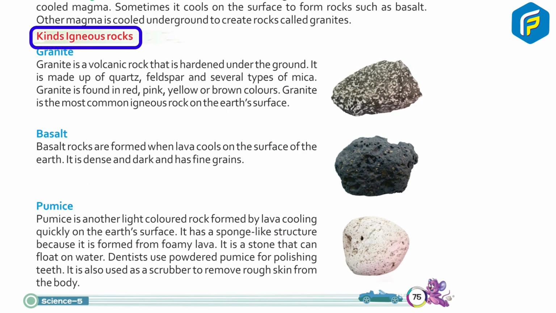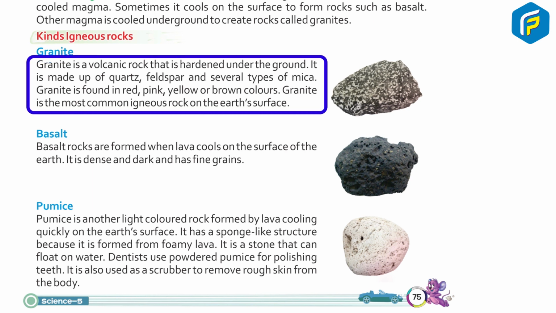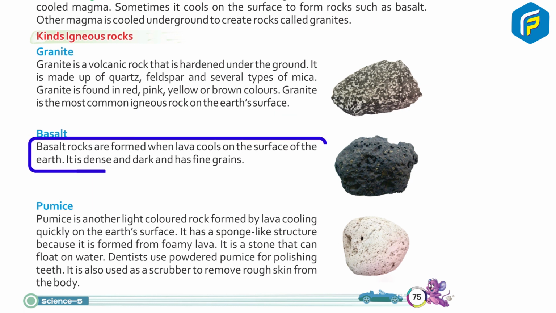Kinds of igneous rocks. Granite. Granite is a volcanic rock that is hardened under the ground. It is made up of quartz, feldspar, and several types of mica. Granite is found in red, pink, yellow, and brown colors. Granite is the most common igneous rock on the Earth's surface. Basalt rocks are formed when lava cools on the surface of the Earth. It is dense and dark and has fine grains.